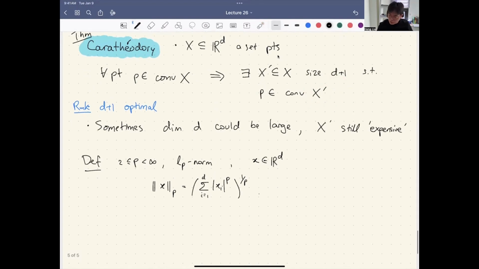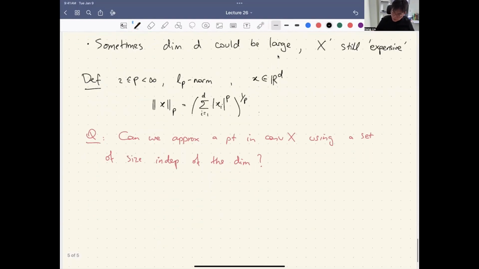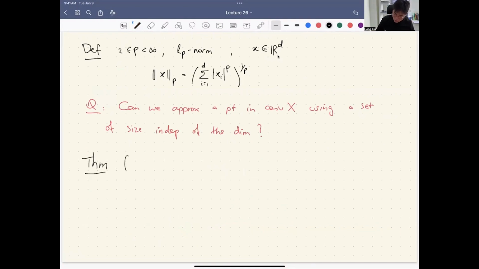So here's the question. Can we approximate a point in the convex hull using a set of size independent of the dimension? That's the question from earlier, right? So the answer is yes. We can approximate it. Here's the theorem proved by Barman. This is the approximate Carathéodory theorem. It says the following: for any set of points x_1 to x_n in R^d, let's say they are in a unit ball.